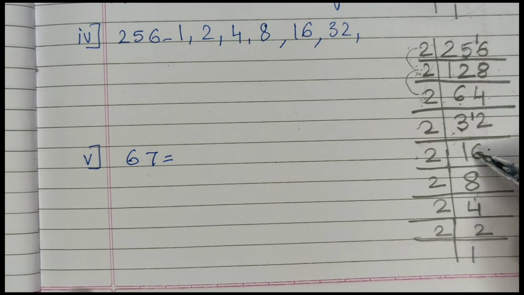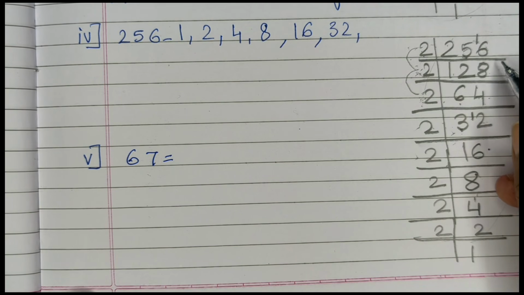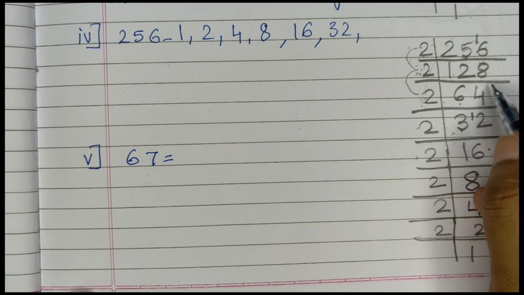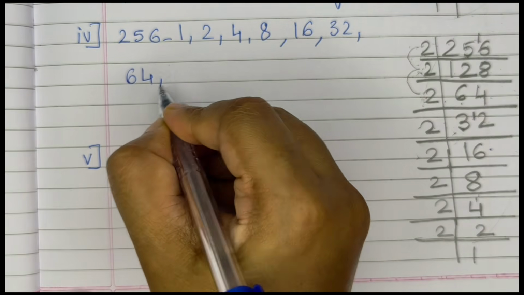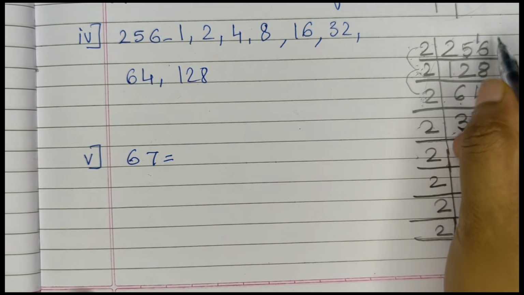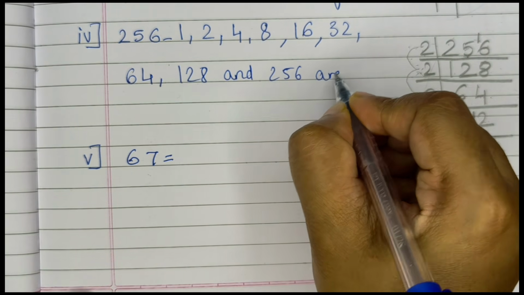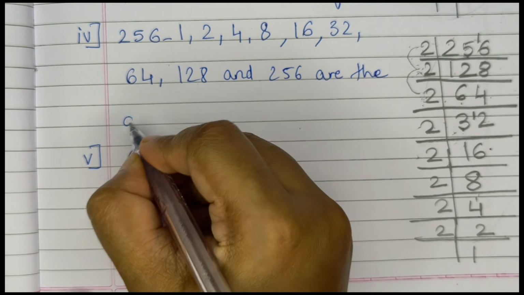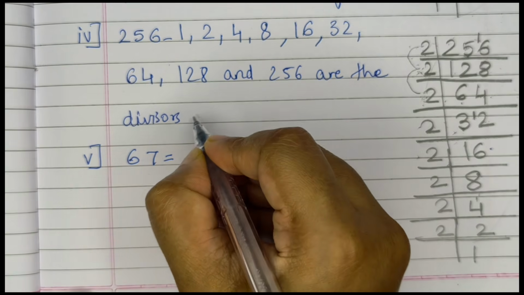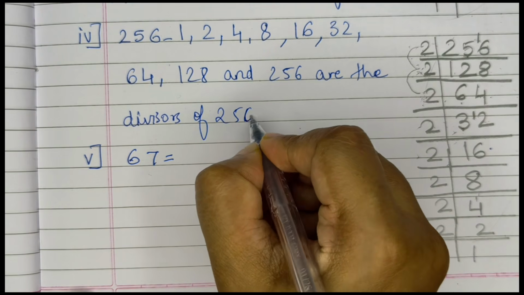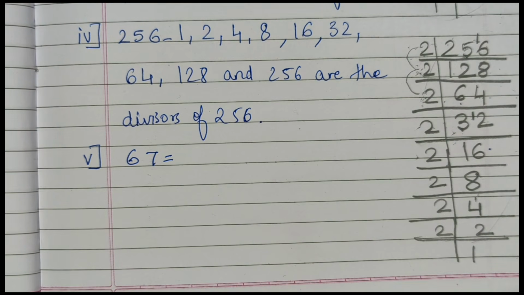I took 2, 4, 8, 16, 32, 64, 128 and 256. So 1, 2, 4, 8, 16, 32, 64, 128 and the number itself, 256, are the divisors of 256.